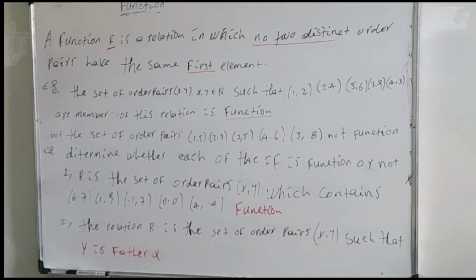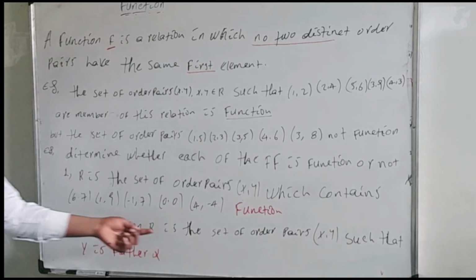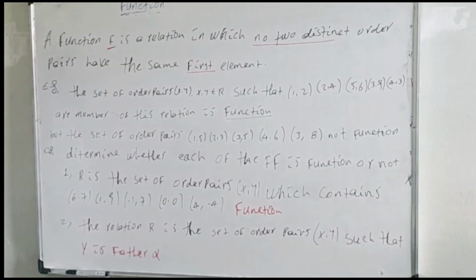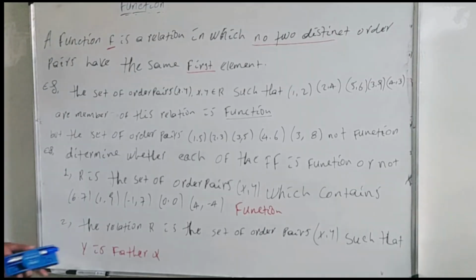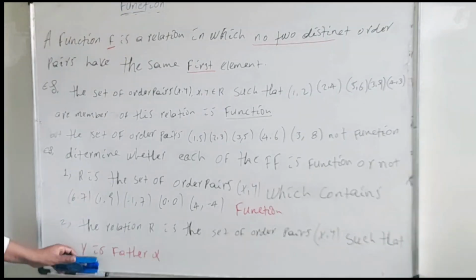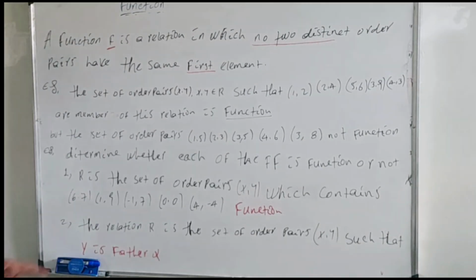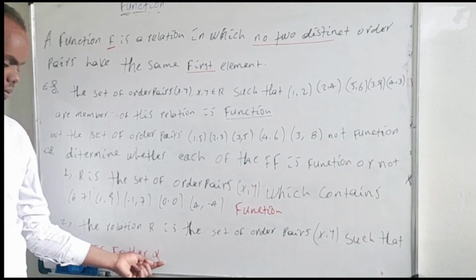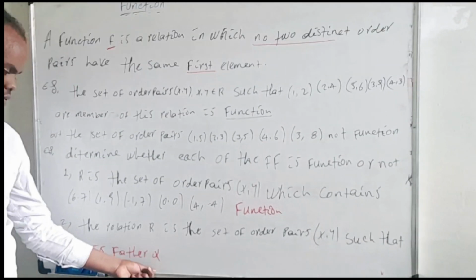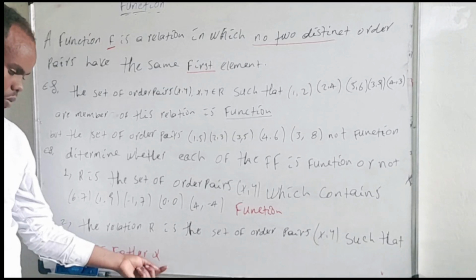So y is the father of x. The relation R is a set of ordered pairs (x, y) such that y is the father of x. So is that a function? The domain of x is the set of all human beings.